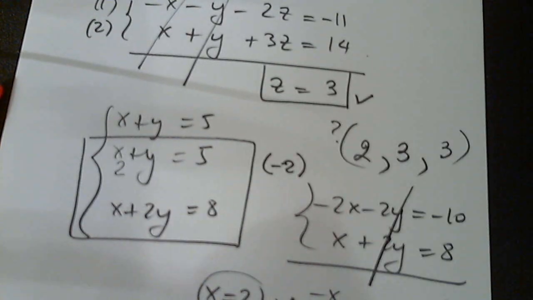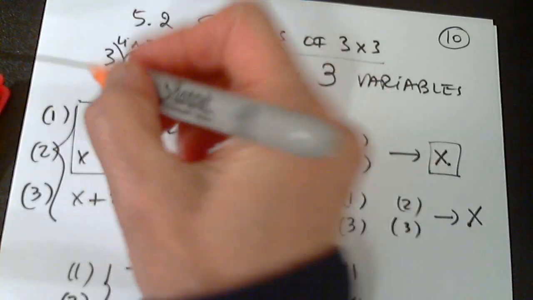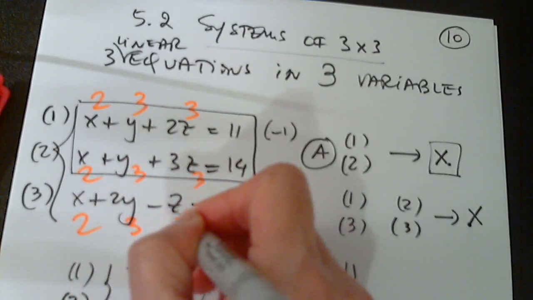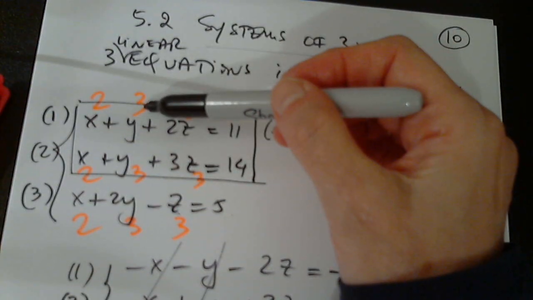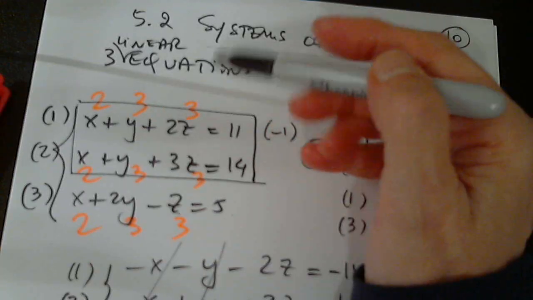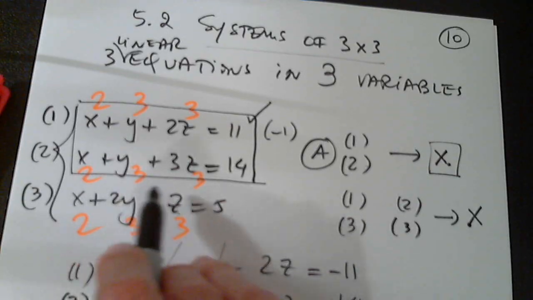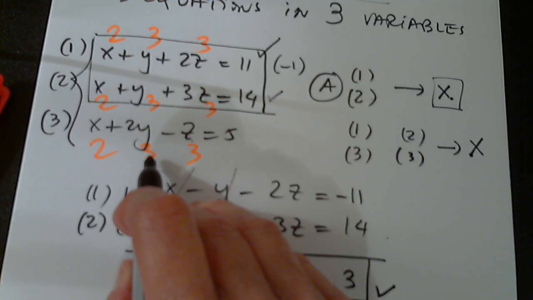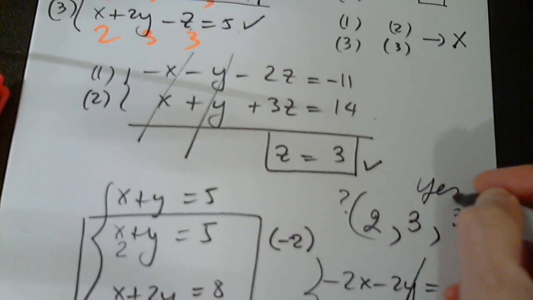Is this true? I have no idea. Very simple. So 2, 3, 3. We'll figure it out in a blink. Okay. 2 plus 3 is 5. 2 times 3 is 6. 5 plus 6, yes. 2 plus 3 is 5. 3 times 3 is 9. 5 plus 9, yes. 2 plus 6, 8. 8 minus 3, 5. Yes.